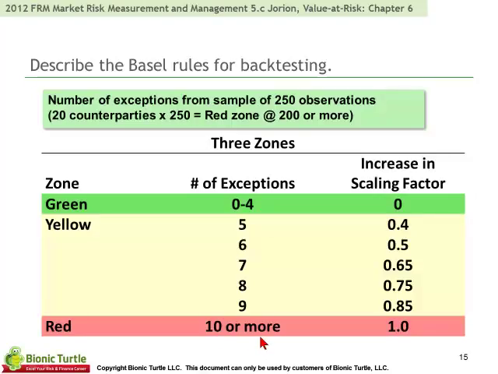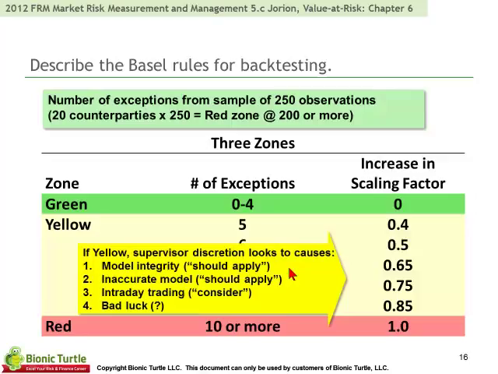With a large number of exceptions, there are too many, and so we decide to reject the VAR model. But in the yellow zone, we have that trade-off between the type 1 and type 2 errors where there's really material probability of committing either of the errors. So the Basel committee carved that out as a way to help mitigate this statistical problem, and allows for some discretion there. The supervisors are asked to look at the causes and then make a decision.